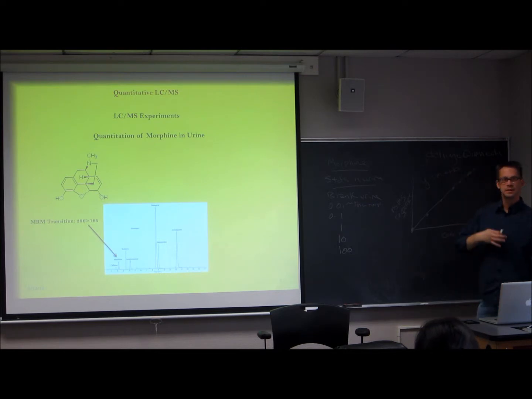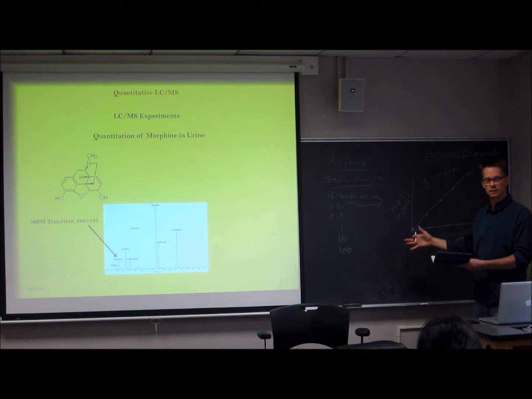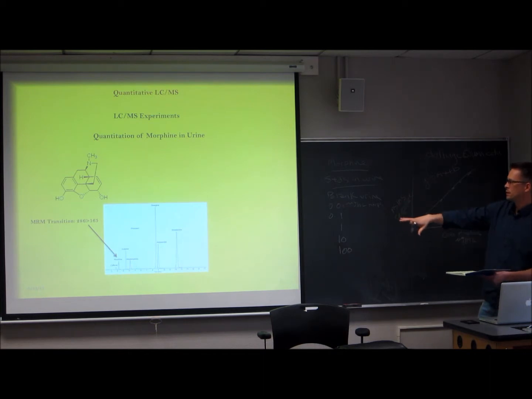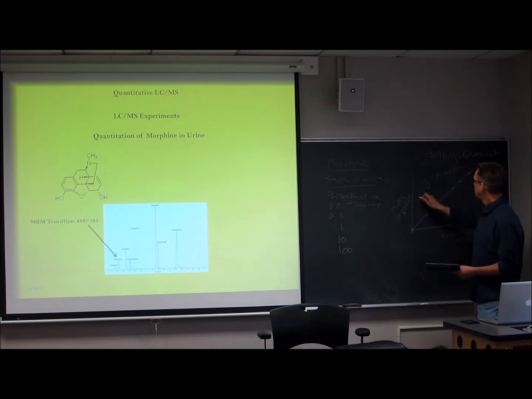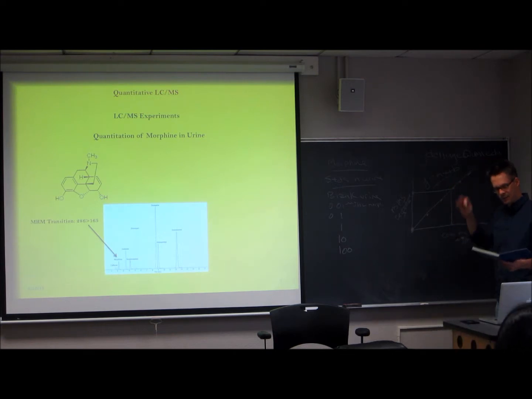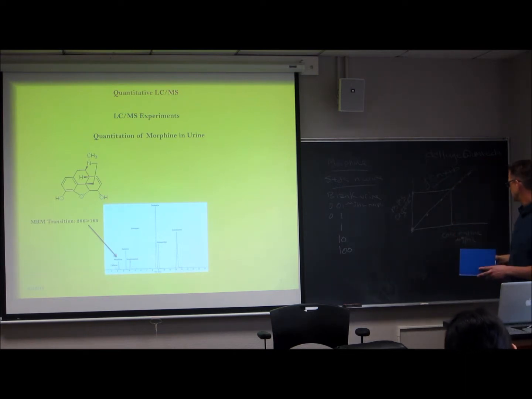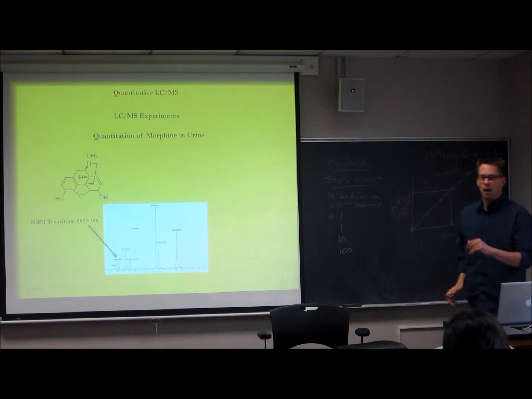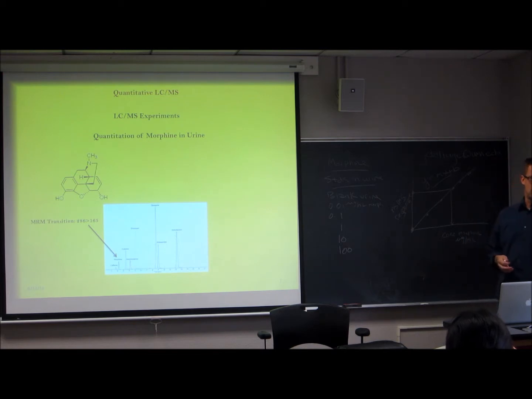You can then go in, take your unknowns, so you've got a suite of samples from patients or people that you want to monitor this in. You run your method, you measure the area under the curve for morphine, which is this response. You bring that over, come down here and use the equation of the line to get the concentration of morphine in the urine. Now there's other types of quantitation you might want to do that aren't concentration of something in some fluid.